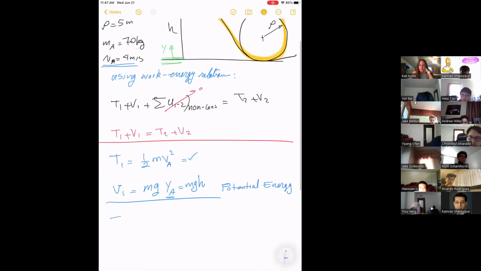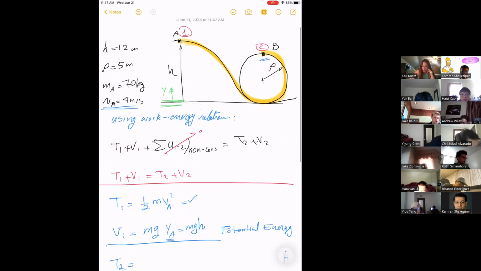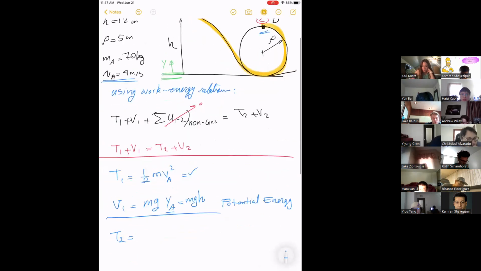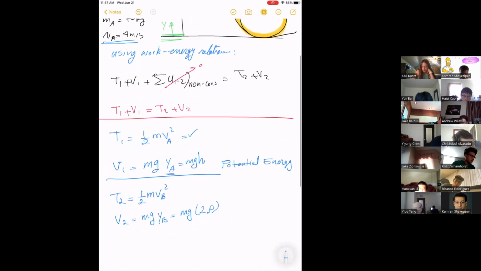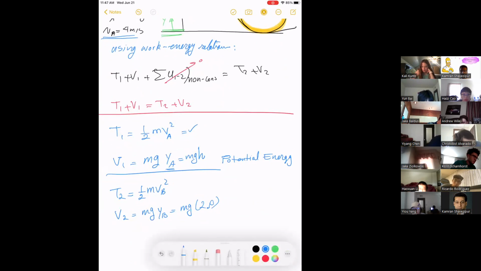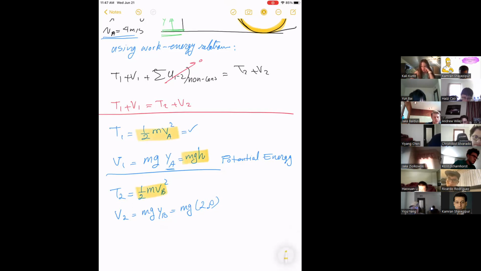Now we're going to go to T2. I do not know the velocity at point B. Technically, that is what I'm looking for. So it's going to be half mvb squared, and V2 is going to be mgyb, which is mg2 rho. Any question about these 4 terms? So I find T1, V1, T2, and V2.